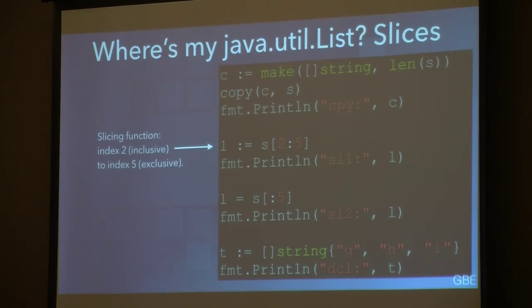Slicing is different though. So when I say l := s[2:5], what that's doing is saying, give me a window into s that starts with index 2 and goes up to index 4. So 5 is exclusive. If I then go in and start changing values in s, they're also going to be reflected in l. So whereas copy and append gave me a brand new data structure, this is actually a view onto an existing data structure.